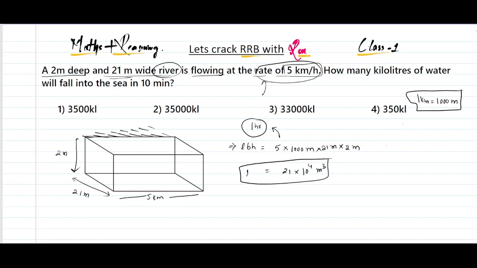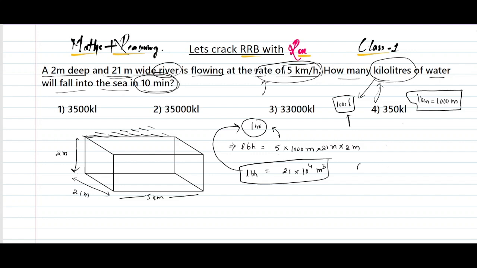Okay, still there is a question. This is the volume of the water that will flow in 1 hour. Our question is, how many kiloliters of water will fall into the sea in 10 minutes. So here we got for 1 hour, we need to say in 10 minutes, and that too in kiloliters. What is a kiloliter? Kilo means 1000 liters.